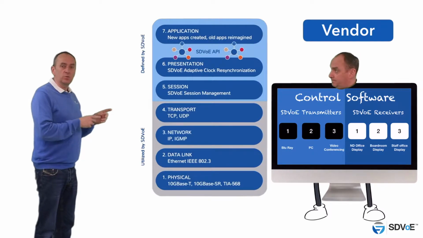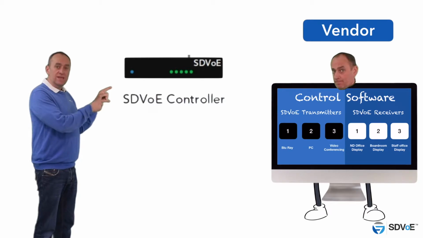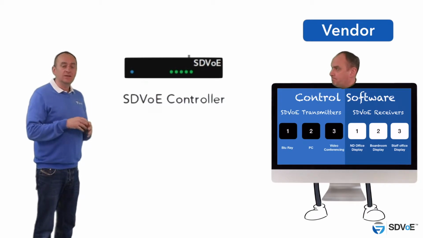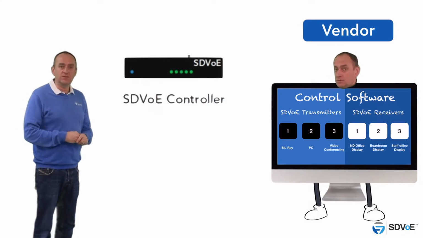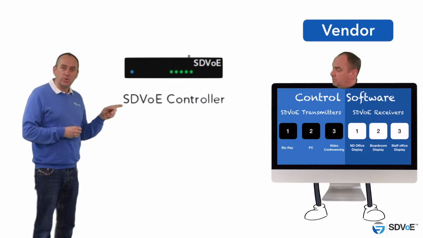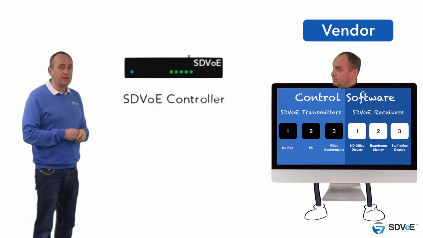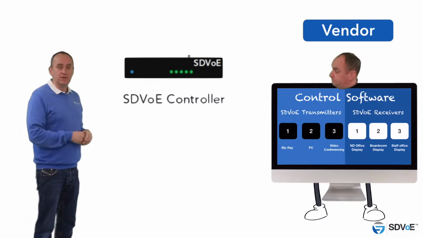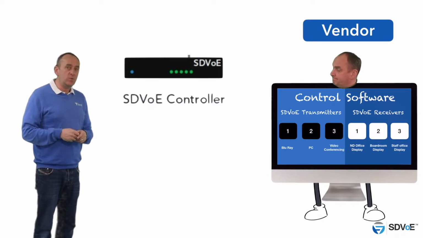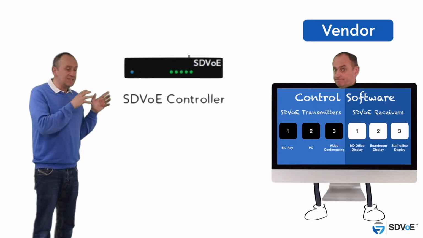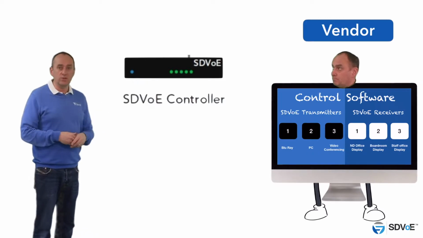Usually, the vendor will build a small controller which drives their software with the SDVoE API included. But as far as we're concerned, it doesn't need to live on any particular physical device. Providing the software which is developed by the vendor is able to incorporate the SDVoE API, then the endpoints will be controlled. Remember, SDVoE provide the API which the vendor must use, but it's the vendor's responsibility to create the software which is used to control the system.